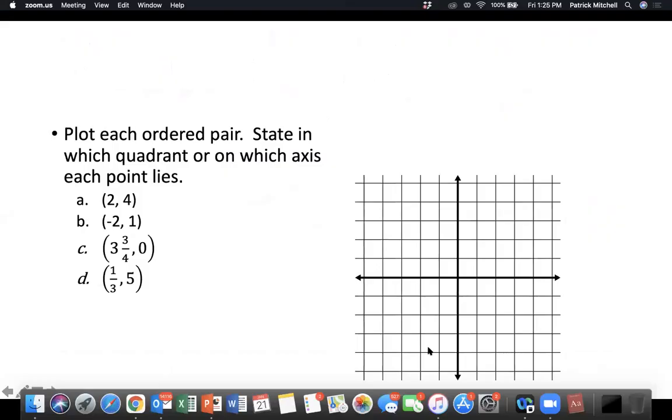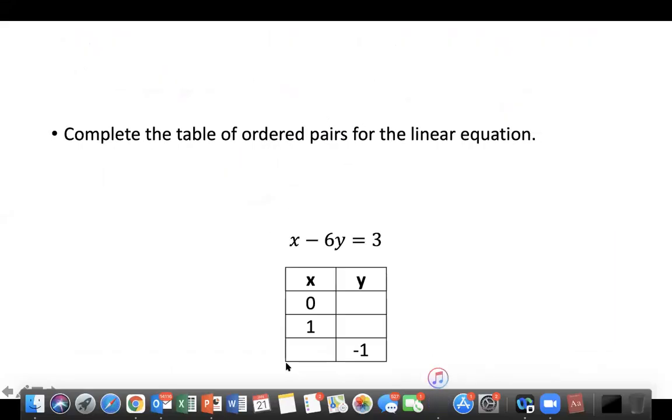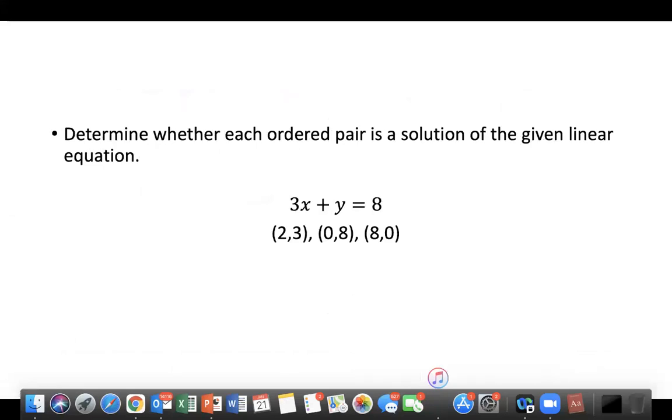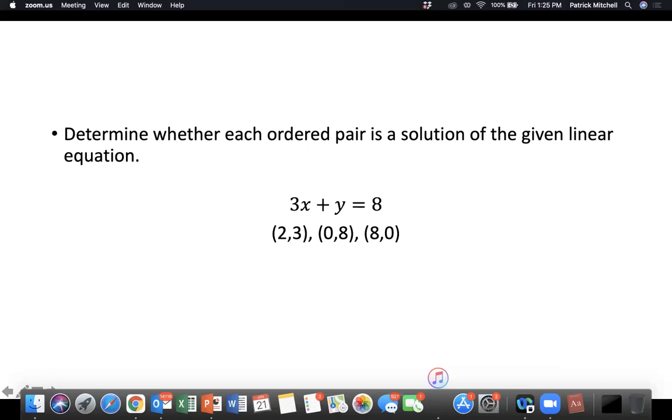Okay, back to the presentation. Yep, I thought I skipped one. Okay, so next we will determine whether each of these ordered pairs is a solution of the given linear equation. So I'm going to go back to the tablet and show you how we do that.